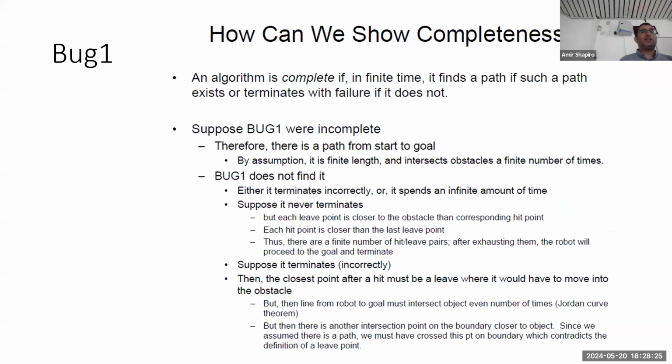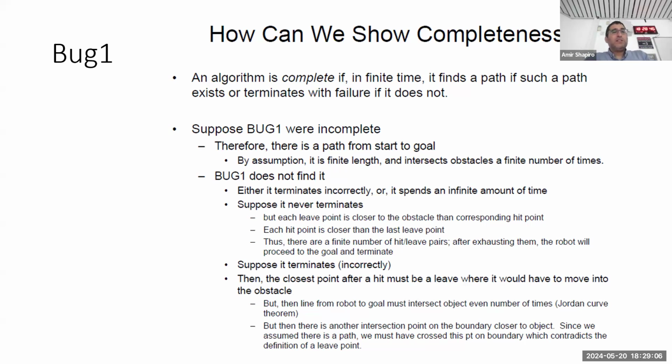So how can we show that it is complete? An algorithm is complete if in finite time it finds a path if such a path exists, or terminates with a failure if it does not exist. So it either says there's no solution or it finds the solution. So how can we actually prove this?